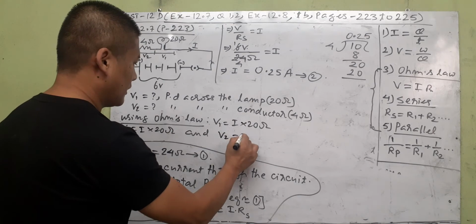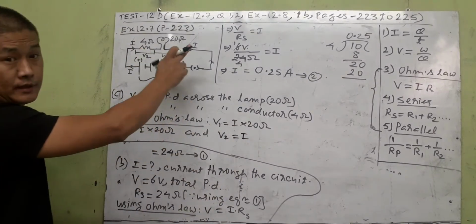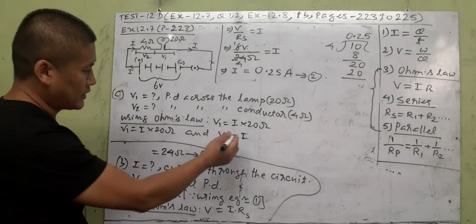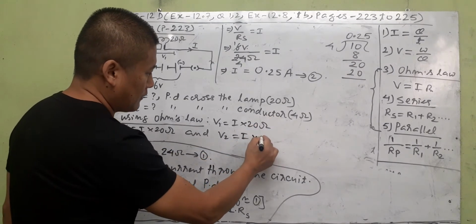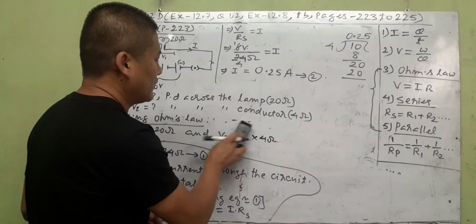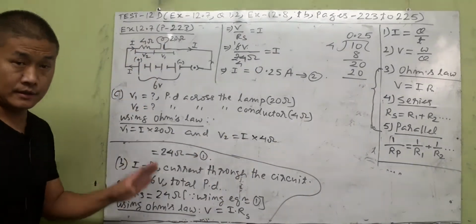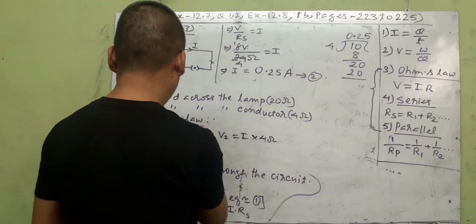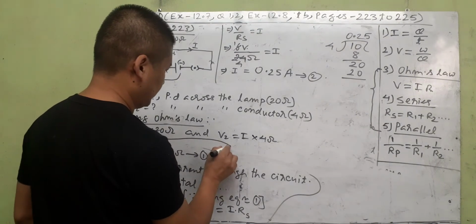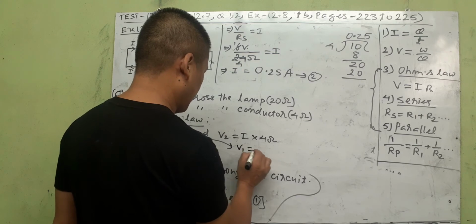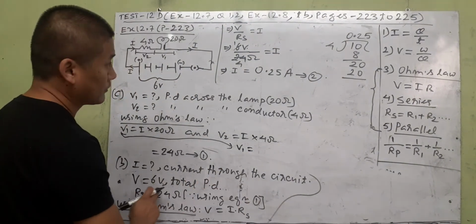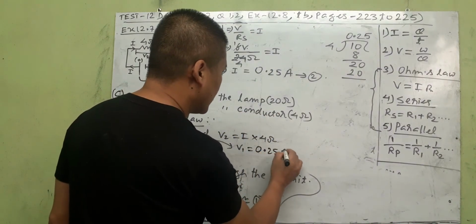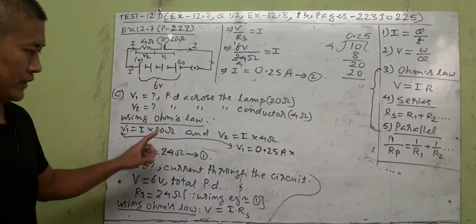V2 will be likewise I. Now both have the same current because they are in series. We know that in series, current through both resistors is the same because there is no additional path. But the resistor in this case is the conductor, which is 4 ohms. So we are comparing. The only difference is this 4 ohms, this is 20, otherwise I is same because they are in series. Now we calculate this. Then V1 will be equal to I. Just now we got here, see 24, not that one, this one here, 0.25 ampere into 20, so 20 ohms.